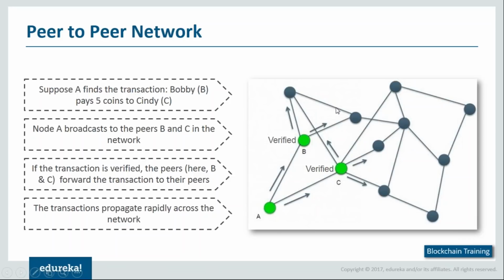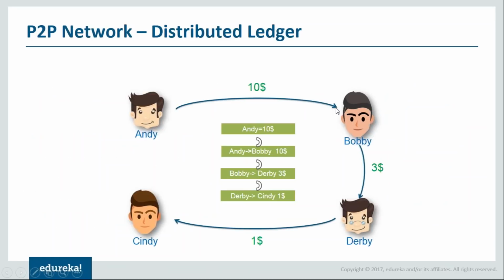Now apart from this, as part of the peer-to-peer network, we use a distributed ledger. To help you understand how the distributed ledger works, let's take an example here. Andy is giving Bobby $10, Bobby in turn is giving Debbie $3, and Debbie in turn is giving Cindy $1. Now if you're storing this on a central ledger, there's just one copy and this is not accessible to everyone. Let's say it gets damaged, or if someone modifies this, then it becomes problematic.